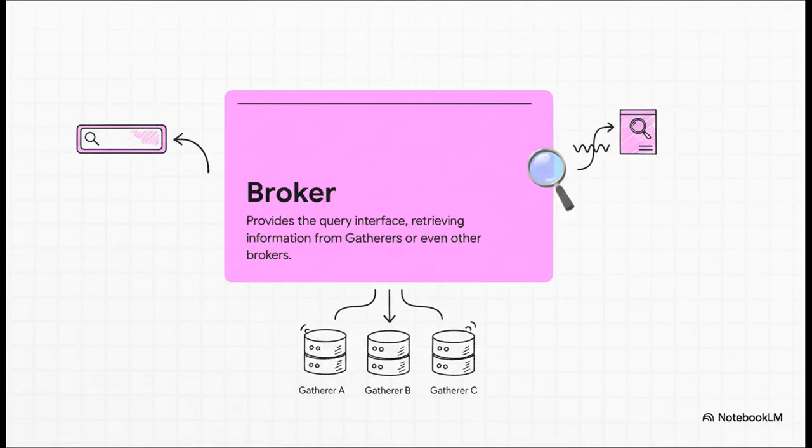And the broker, well, that's the other half of the team. This is the part you would actually interact with. It's the search box. The broker gets its information directly from one or more of those gatherers that have already done the hard work. And here's the really cool part. A broker can even get information from other brokers. This creates this incredibly flexible, interconnected web of searchable data.